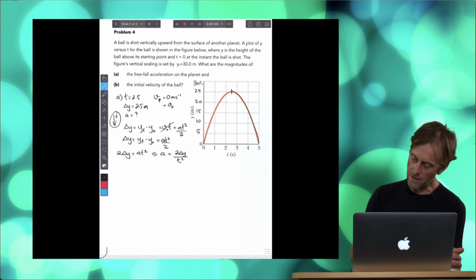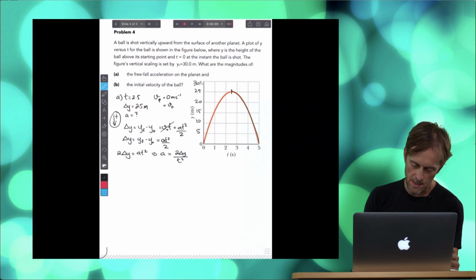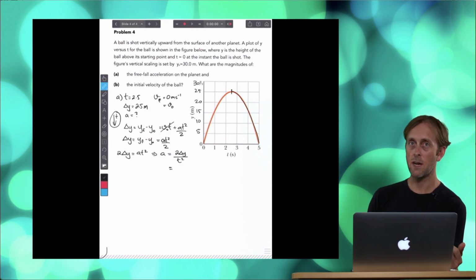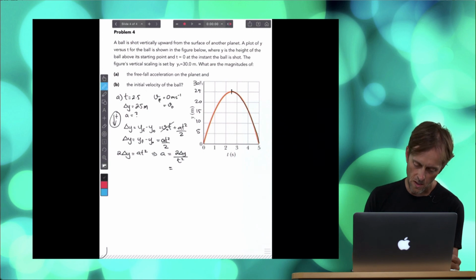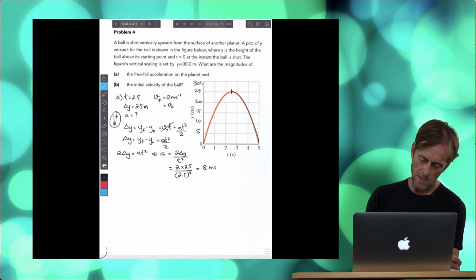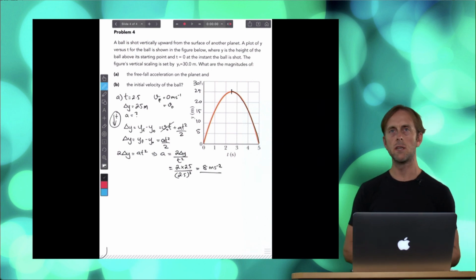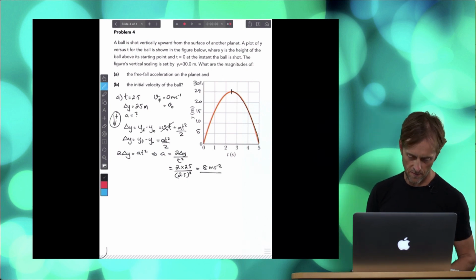We can plug some values into that now to get what our value for the acceleration is. Because we've taken downwards as positive, we should get a positive value for the acceleration. So it's 2 times 25 divided by the time squared, which is 8 meters per second squared. So slightly less gravity than we have for that planet.